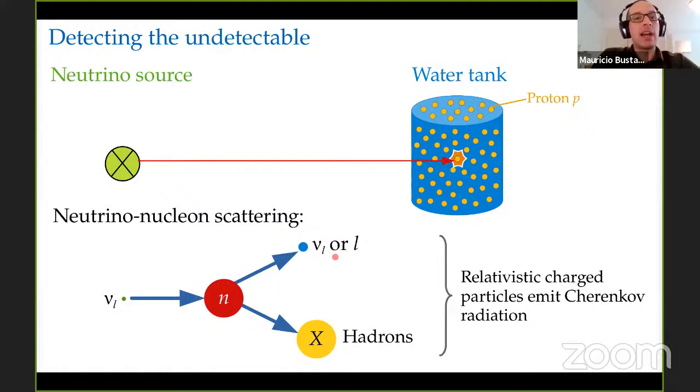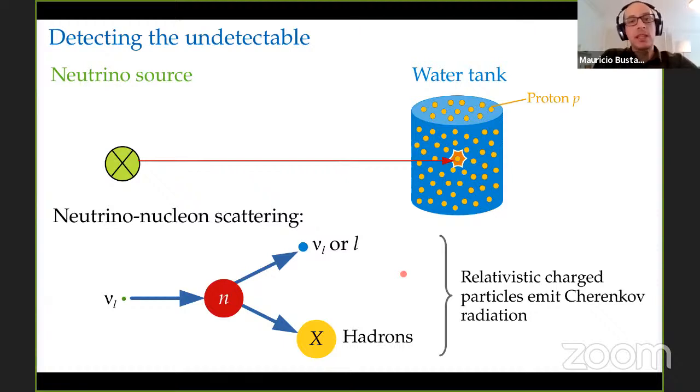And the final state products are either a neutrino of the same flavor as the incoming neutrino, so L here is e, mu, or tau, remember, or a charged lepton of the same flavor as the incoming neutrino. And which one of these two is the final state lepton? It depends on whether the interaction was via neutral current, in which case you get a neutrino in the final state, or charged current, in which case you will get a charged lepton. And the nucleon itself is broken up into quarks that quickly hadronize and create final state hadrons. So you want to build a detector that can detect any Cherenkov light that comes from the final state charged particles, so these charged leptons and these charged hadrons over here, that move at relativistic speeds within the medium.